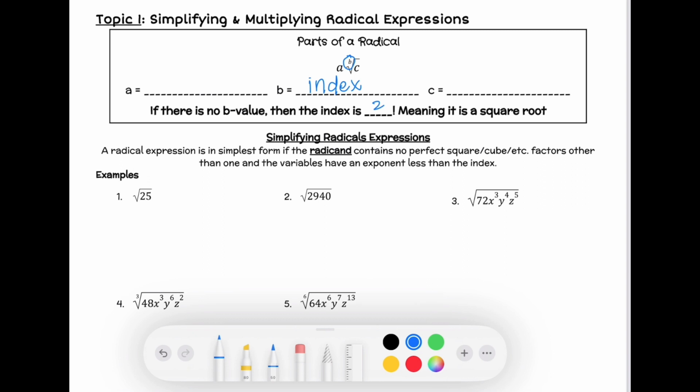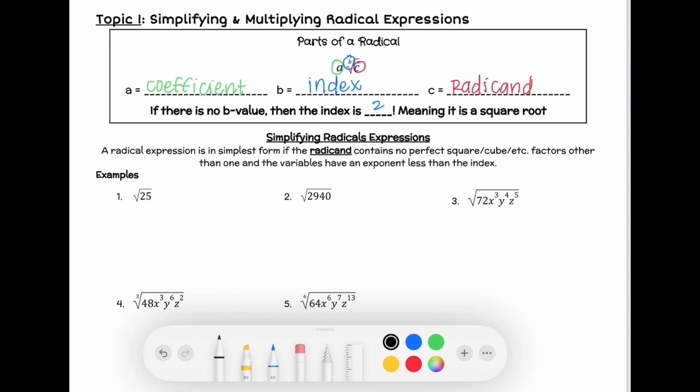So a is going to be the number on the outside, and that's going to be the number that's being multiplied to our radical, and we call that just our coefficient. And then our last little part is what's inside of our radical. So what's underneath that radical symbol is called a radicand. And of course, the entire thing together is called a radical expression. And that's what we're going to be focusing on during this unit.